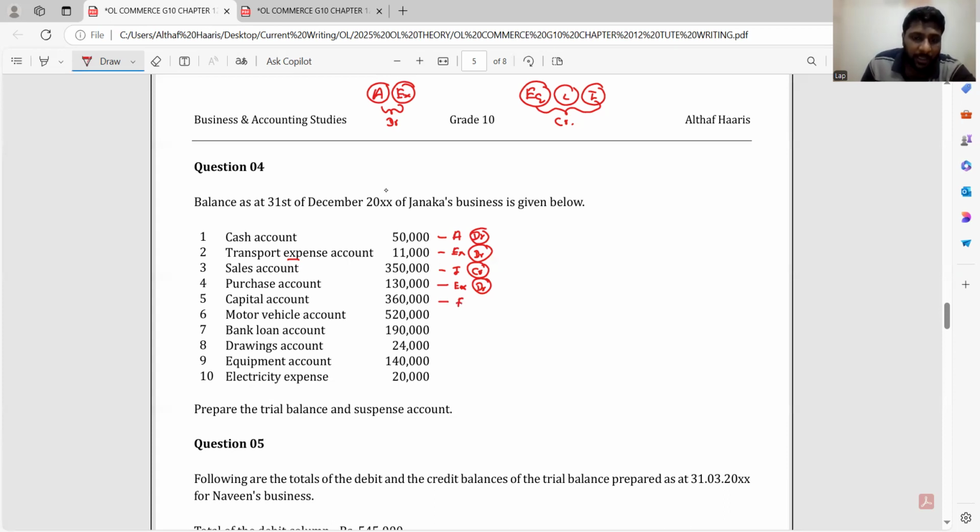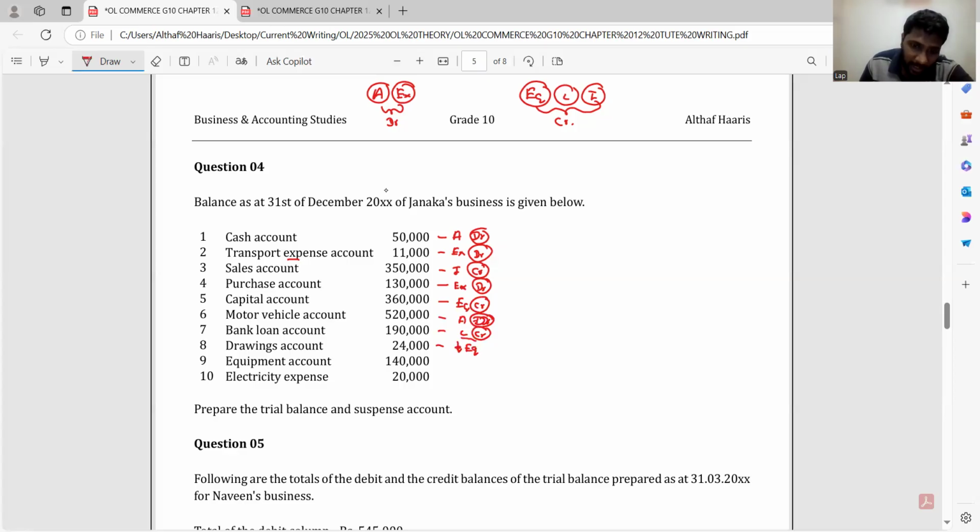Capital is equity account, credit. Motor vehicle is asset account, debit. Bank loan is a liability account, credit. Drawings is what account? Asset or expense or income or liability or equity? Drawings is reduction of equity.